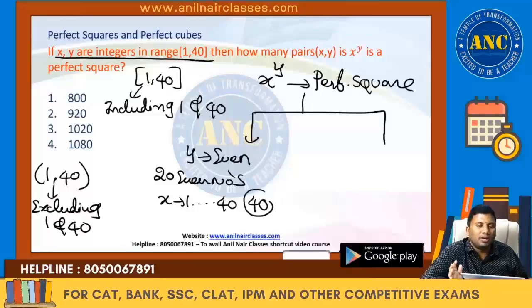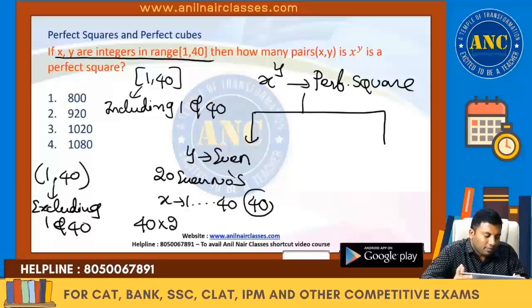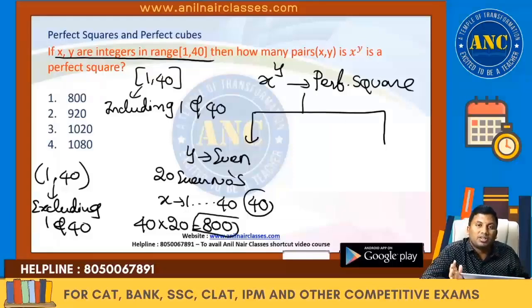Are you all with me? So for 1, square is 1 value. So 40 into 20 is 800. 40 into 20. Are you all with me, sir? x can take any value.